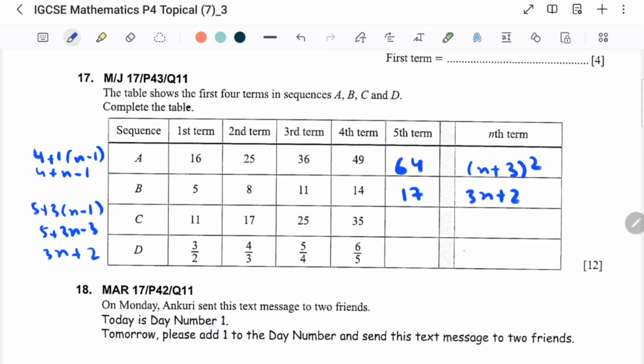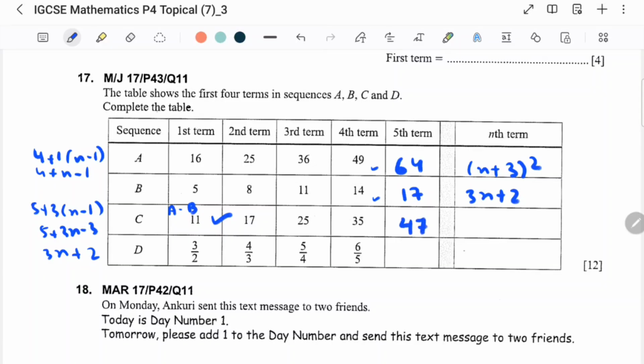Okay, all right, so this is the difference of a and b. So 16 minus 5 is 11. Okay, 25 minus 8 is 17, and then you get 36 minus 25, 11, is 25, and 49 minus 14 is 35. So 64 minus 17, that will be equal to 47.